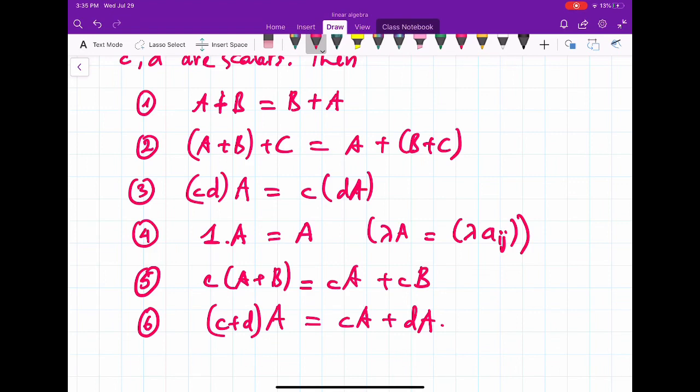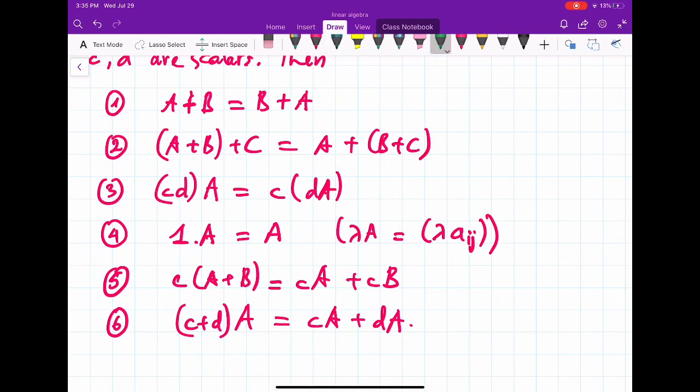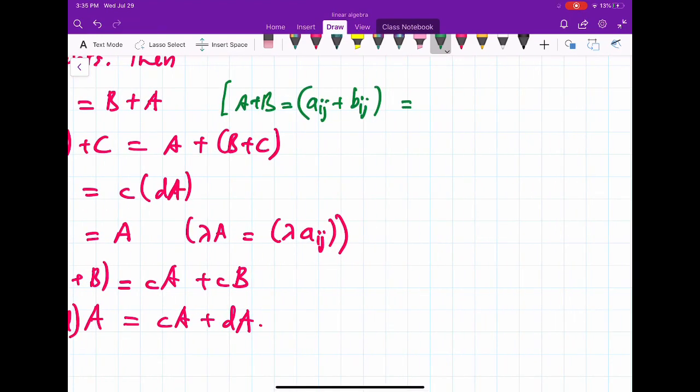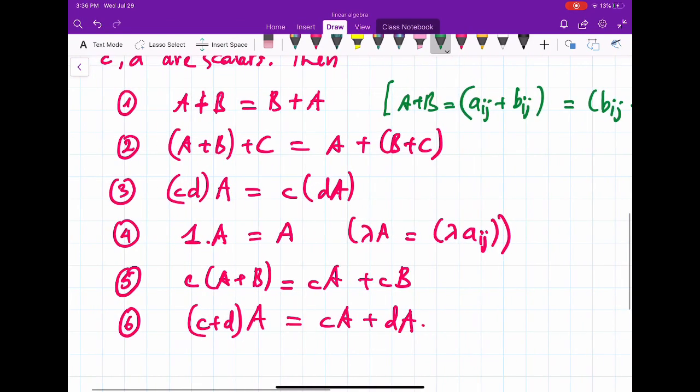Let's prove the first one, okay? So what is A plus B? By the definition, A plus B is equal to Aij plus Bij. Is that correct? But what is this? That is Bij plus Aij, because scalar addition is commutative. Then, by the definition, again, this is just B plus A. You see, it's pretty easy. And you can prove all the properties using the same method.